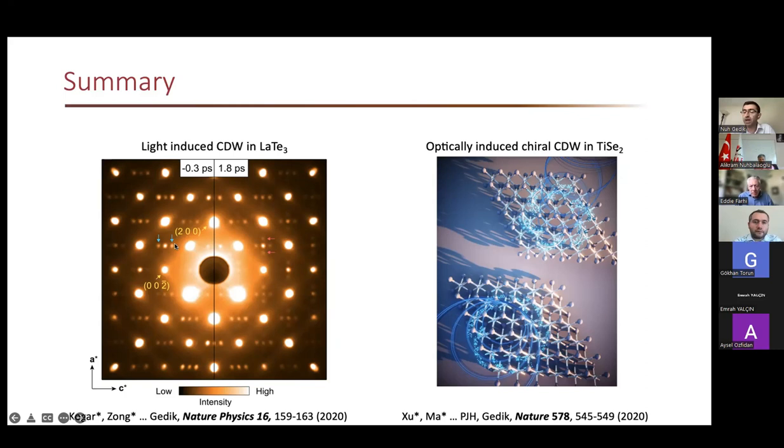In the other example, I showed you a static case where you're not creating a new phase, but rather you're using circularly polarized light to align domains of charge density waves with left-handed and right-handed chirality.